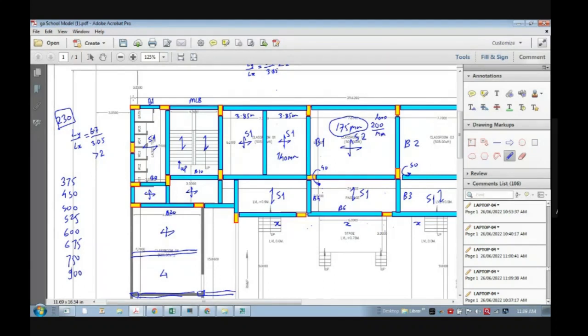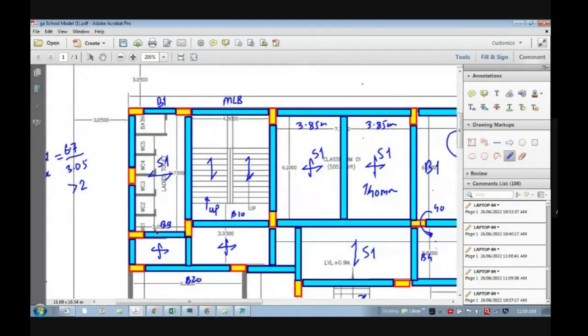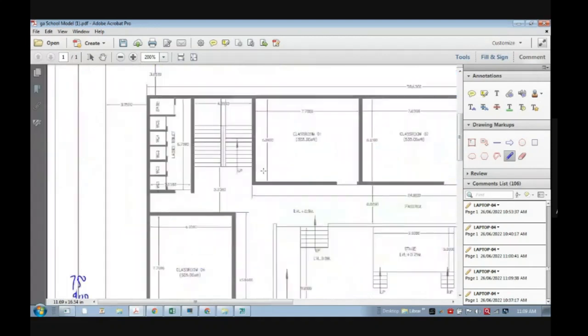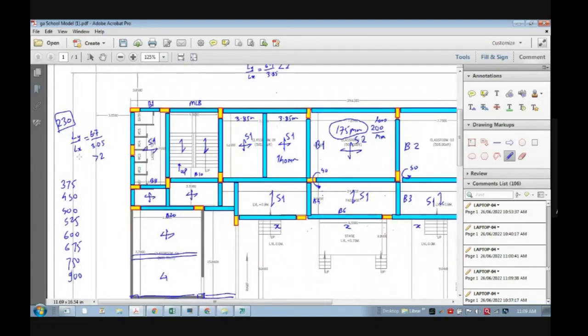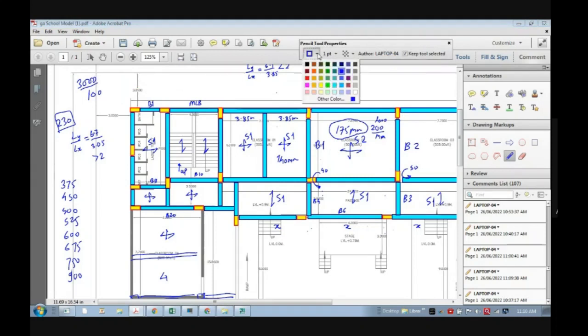Now let's say B1 का कितना span लग रहा है आपको? 3 meter है, 3 meters या something. So if it is a 3 meter, 3000 divided by L by 10. So it will be 3000 divided by 10. So 300. So you can think of 300. 375 ले सकते हैं यहाँ. Okay, एक minute. So let's say 375 here.